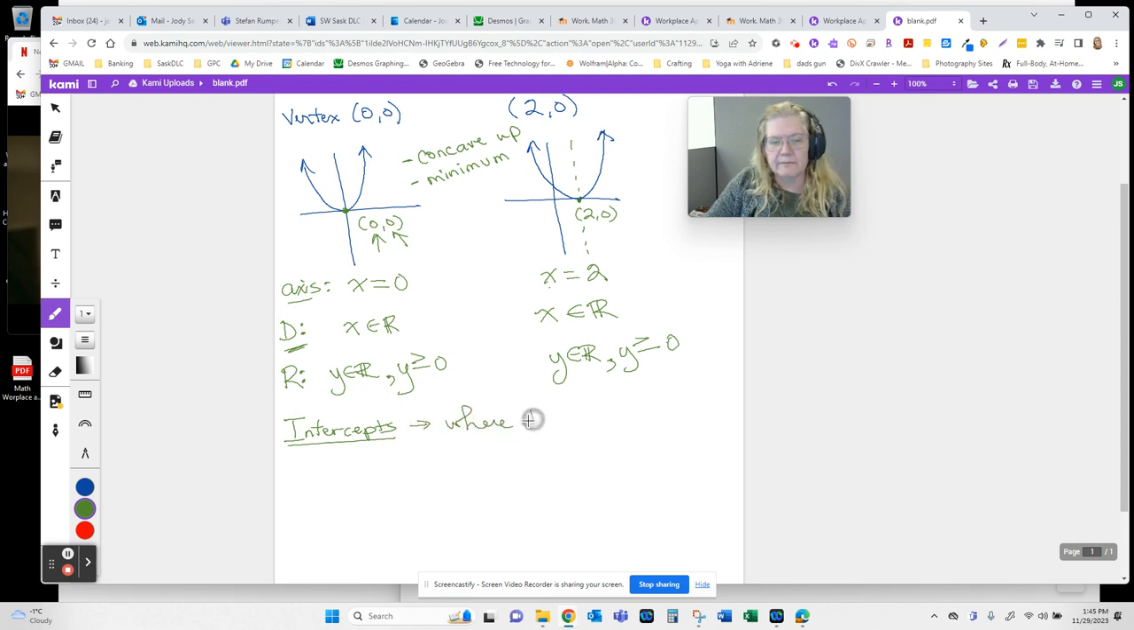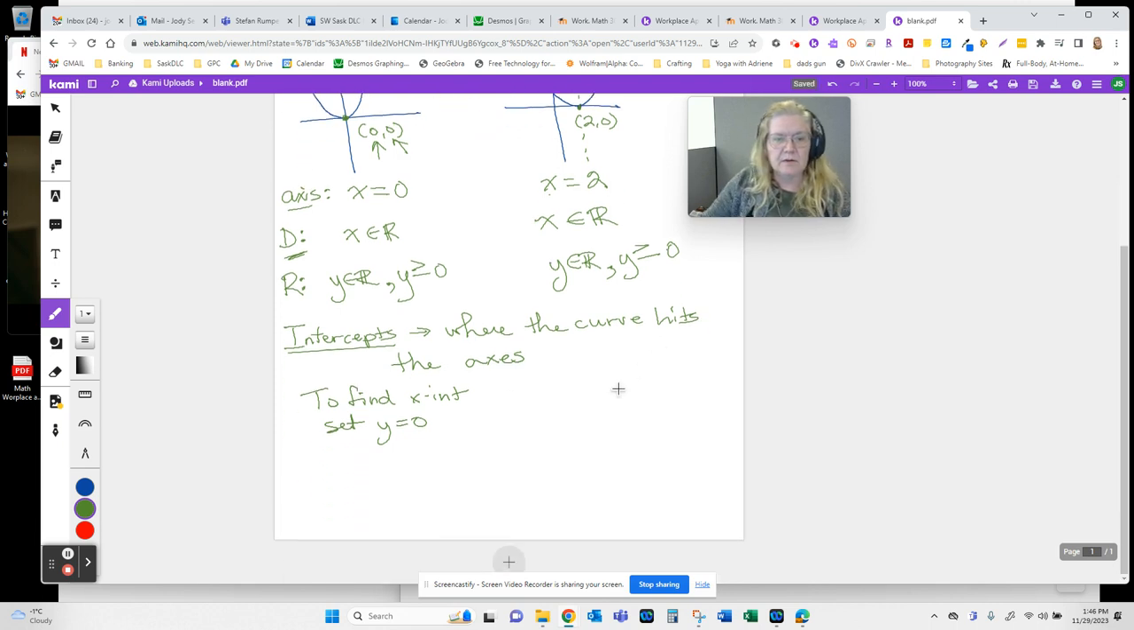Intercepts are where the curve hits the axes. So we have x-intercepts and we have y-intercepts. For both of these, you can see that our vertex is our x-intercept. But if you couldn't see those, to find x-intercepts, we set y equal to 0. So in the equation y equals x squared, when I put 0 in for y, square root of both sides, I'm going to get x is 0. So my x-intercept is at 0.